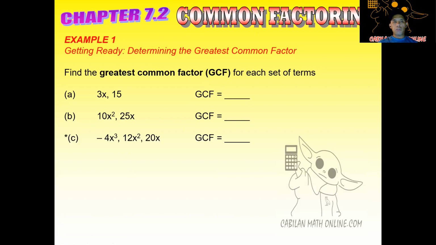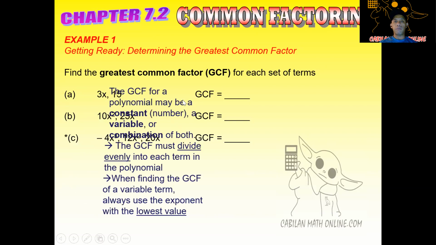Now, you notice that the 3 here has an x, but the 15 doesn't. Anytime you have terms and only one of the terms has a letter, you do not include the letter as part of the greatest common factor. So the greatest common factor of 3x and 15 is just going to be 3.